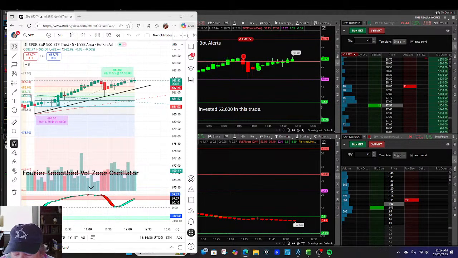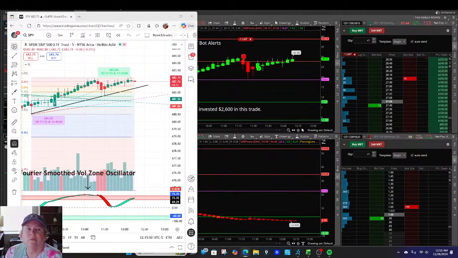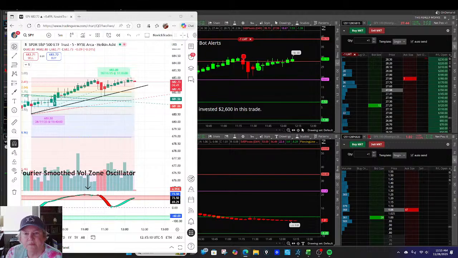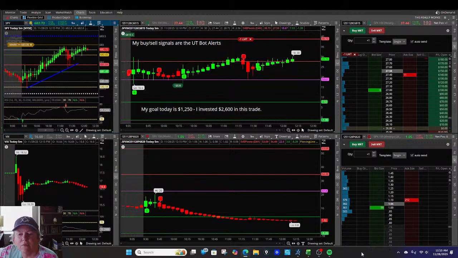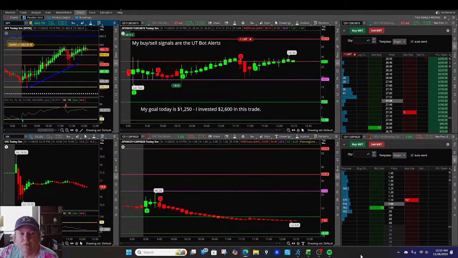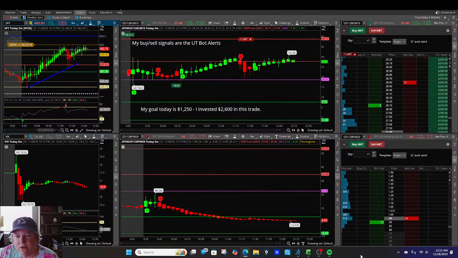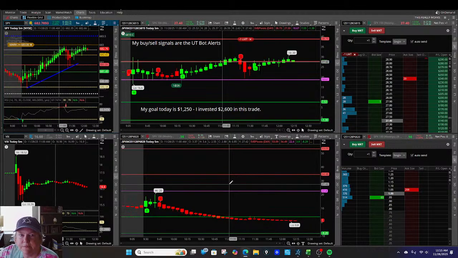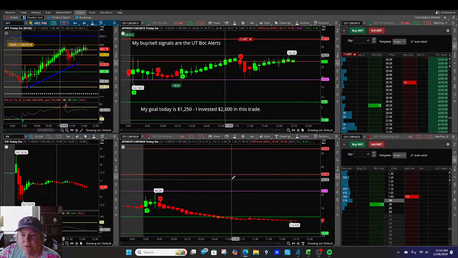Five, four, three, two, one. Okay, waiting for a new candle. Okay, the next candle has gone down. So we really need to get past 30. We're at 27.40 right now.